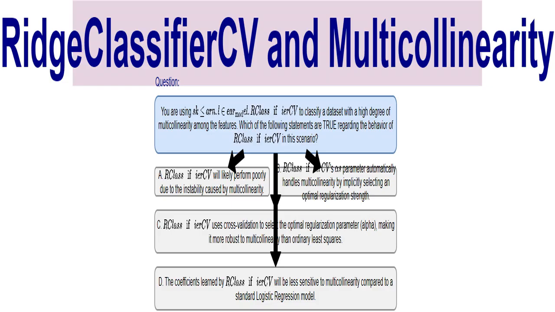This section introduces the core topic: how RidgeClassifierCV, a type of linear model from the Sklearn library, behaves when your data has multicollinearity, that is, when some of your predictor variables are highly correlated. We'll explore whether this affects the model's performance.